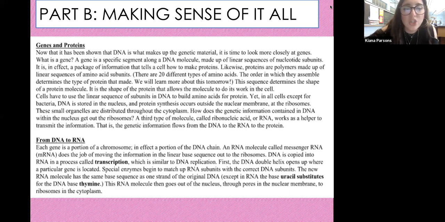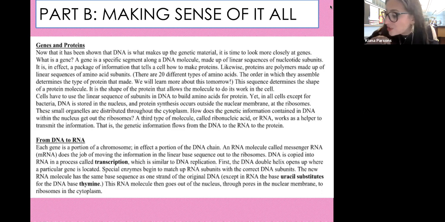This sequence determines the shape of a protein molecule. It is the shape of the protein that allows the molecule to do its work in the cell. Cells have to use the linear sequence of subunits in DNA to build amino acids for protein. Yet, in all cells except for bacteria, DNA is stored in the nucleus, and protein synthesis occurs outside the nuclear membrane at the ribosomes. These small organelles are distributed throughout the cytoplasm. How does the genetic information contained in DNA within the nucleus get out to the ribosomes? A third type of molecule called ribonucleic acid, or RNA, works as a helper to transmit the information. That is, the genetic information flows from the DNA to the RNA to the protein.